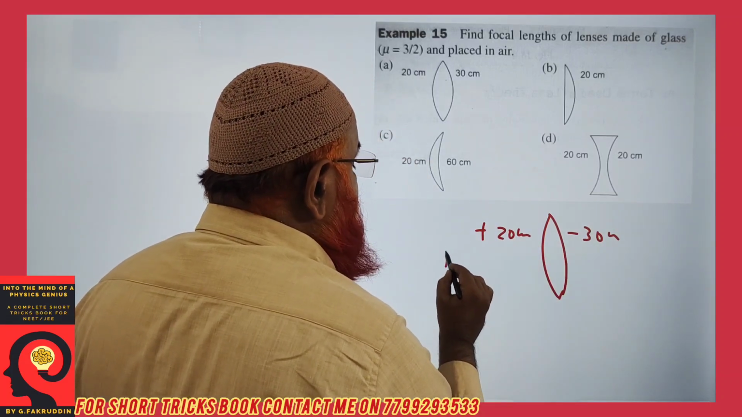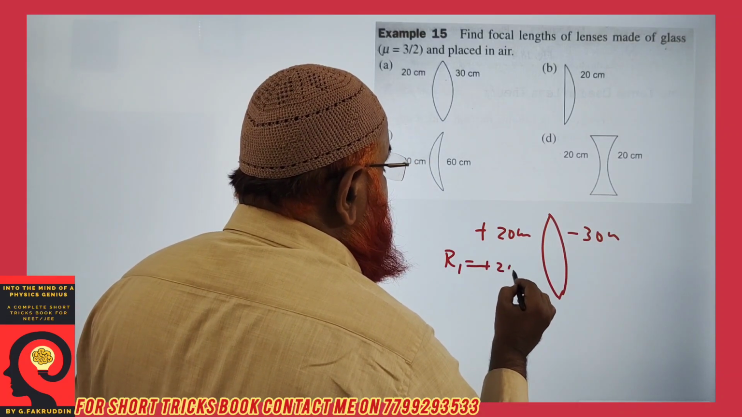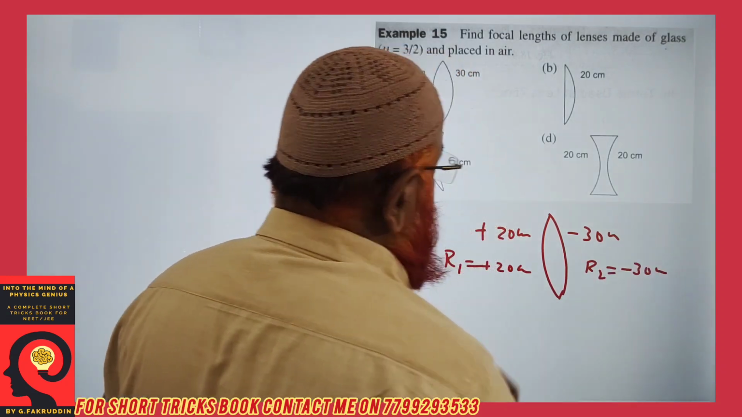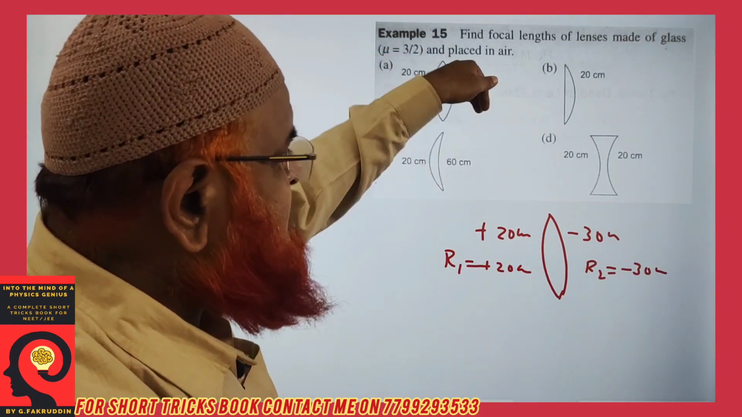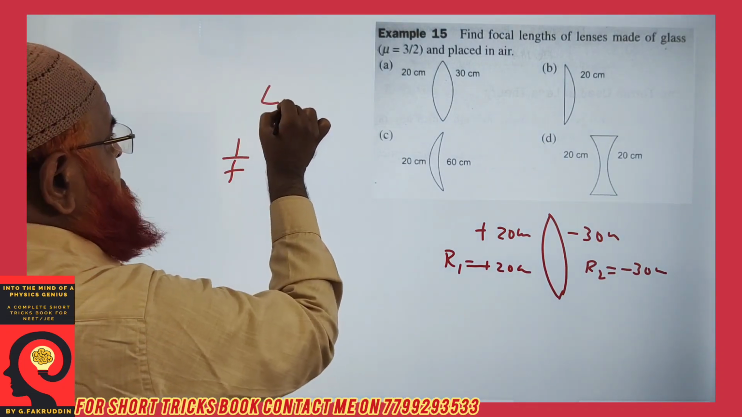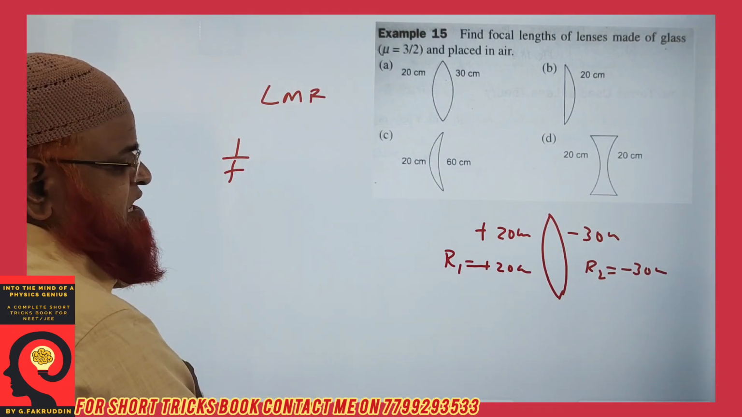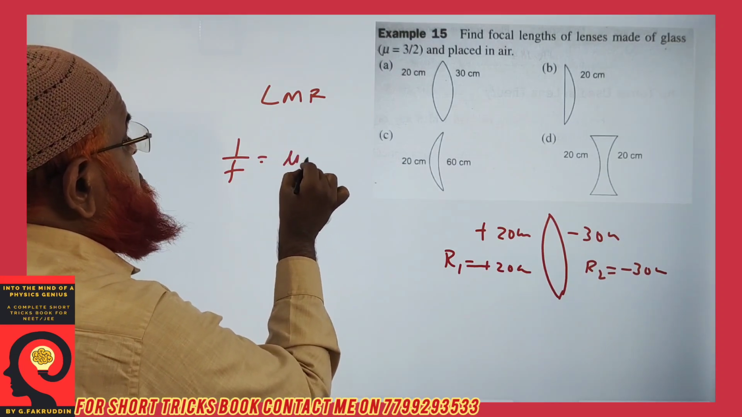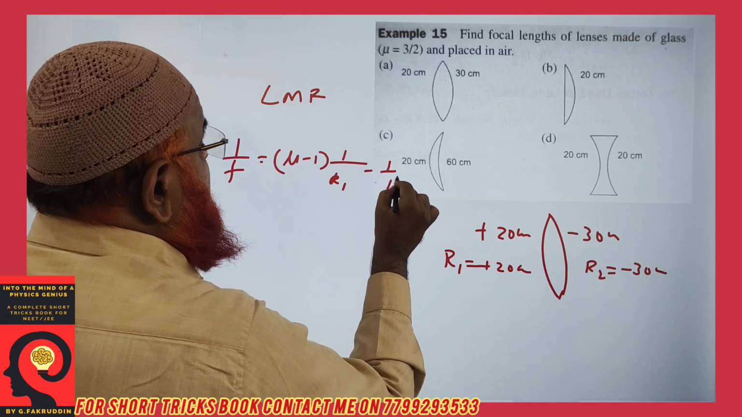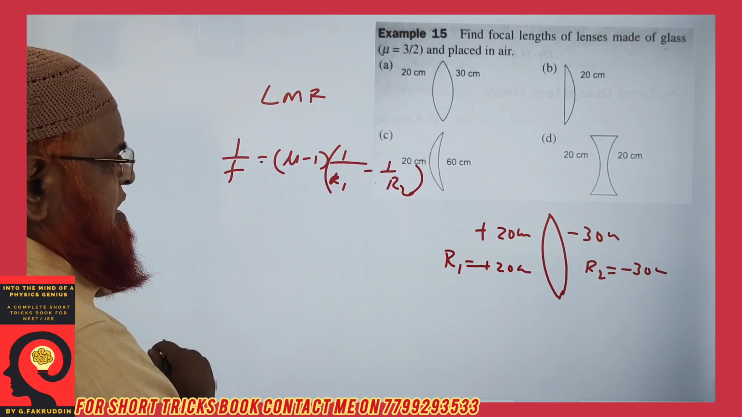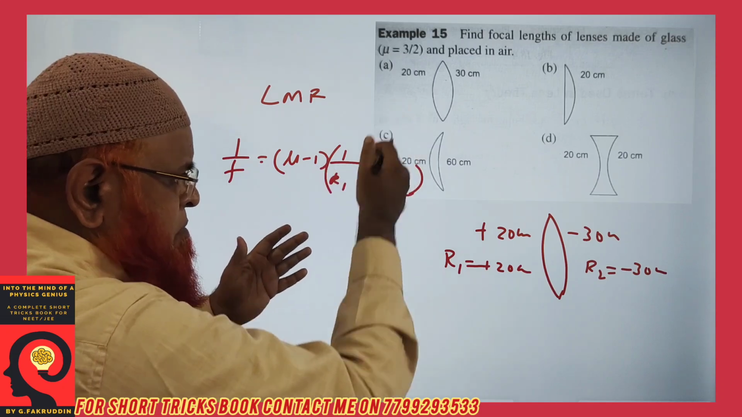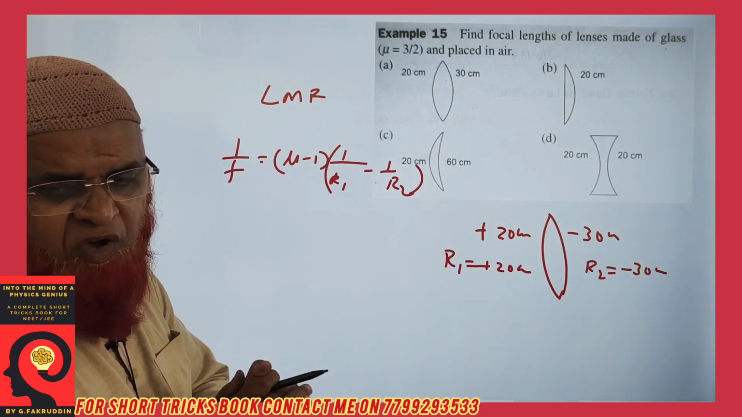That means you write R1 is equal to plus 20 centimeters, R2 is equal to minus 30 centimeters. And he is asking for the focal length of the lens. There is a beautiful formula called the lens maker's formula, LMF. 1 by f is equal to (mu minus 1) into (1 by R1 minus 1 by R2). This is said to be the lens maker's formula.